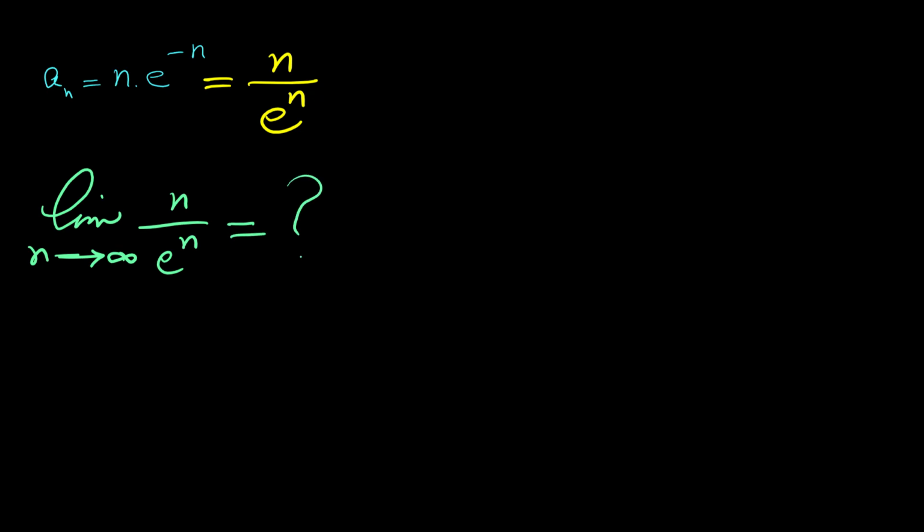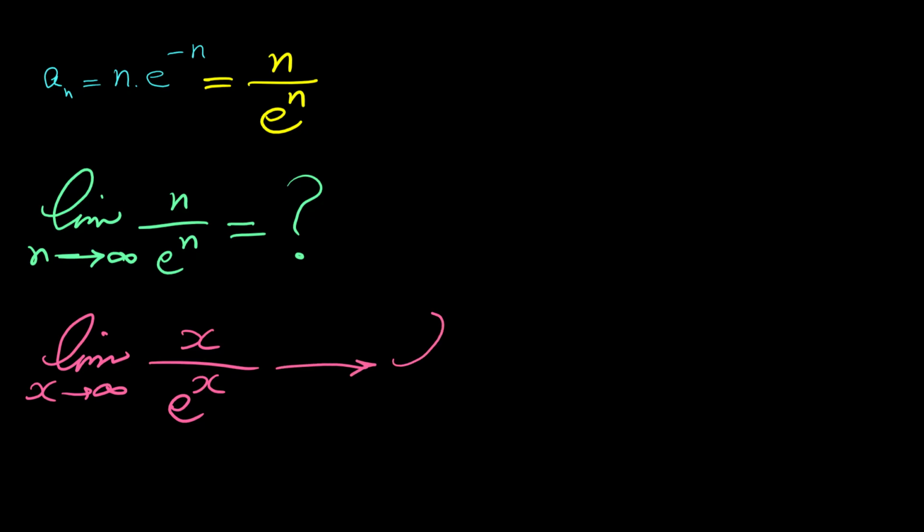For finding this limit, because these two expressions are different types, it's not easy to compare them. So what method do you think is good to use for finding this limit? We can use L'Hopital. We write this in the form of x over e to the x, replacing n with x. Then we apply L'Hopital. Based on the L'Hopital rule, we take the derivative of the top and the derivative of the bottom.